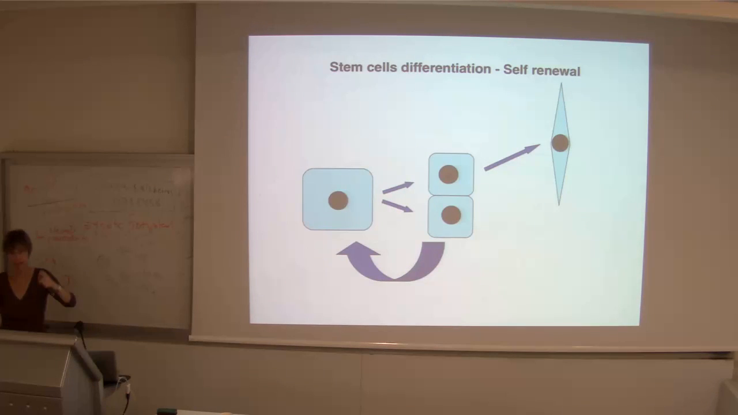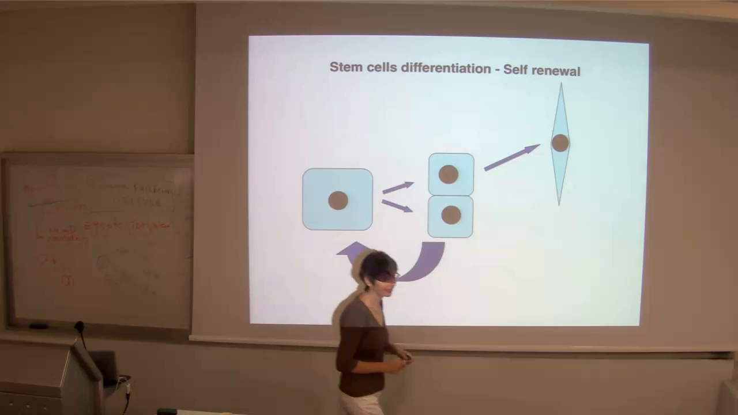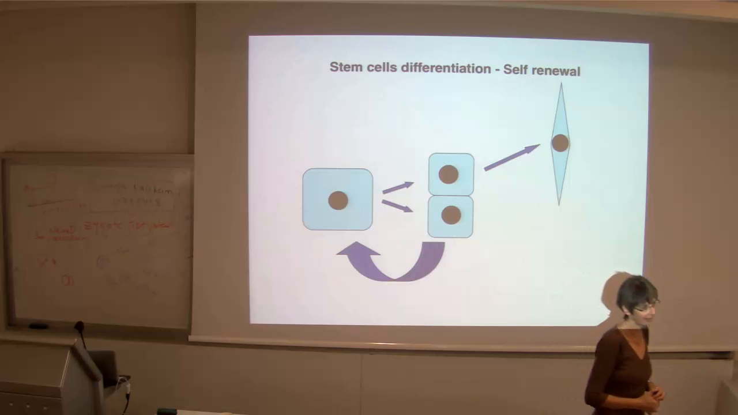Can be. The student comes first. Okay. Does an asymmetric division always yield one of the same parent cells?